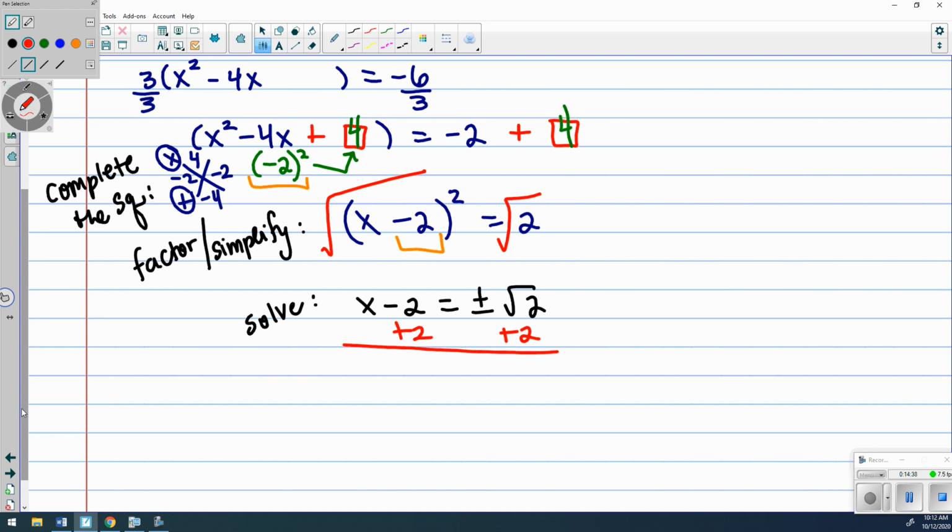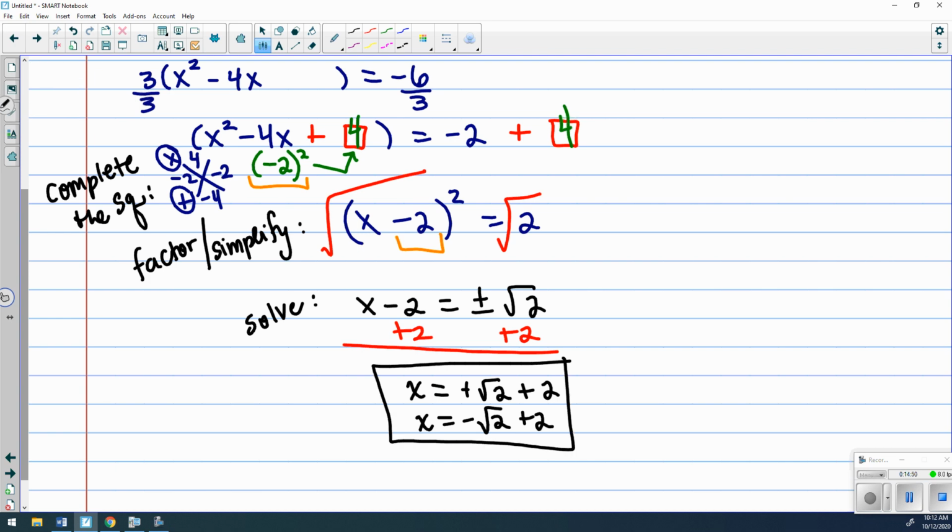And then my final answers I will write as x equals the square root of 2 plus 2, and then negative square root of 2 plus 2. And those are my final answers. That's it. Okay. So I think that's a good place to stop. And tomorrow we'll practice completing the square, and we'll look at all the different places where you might run into issues. But I'm going to call it a day at 15 minutes.